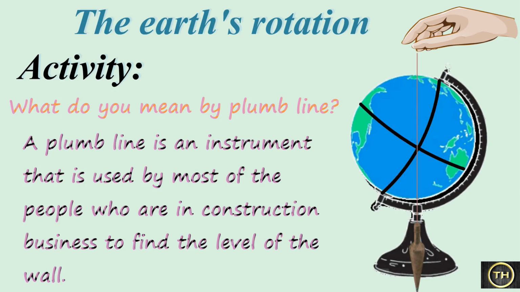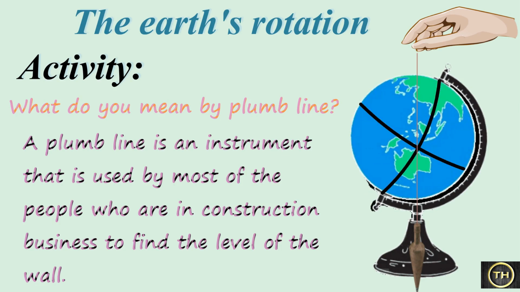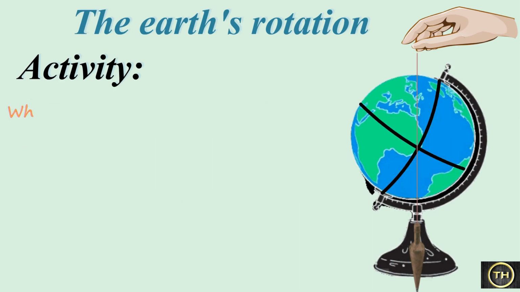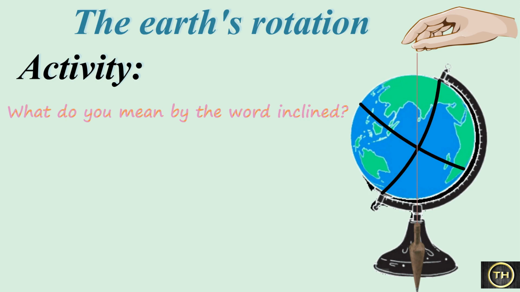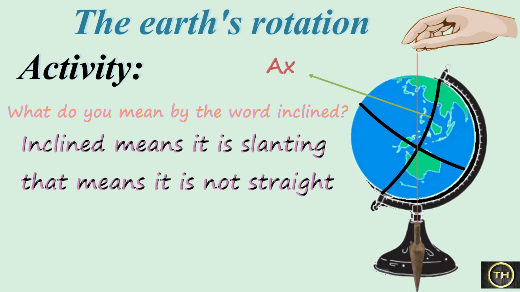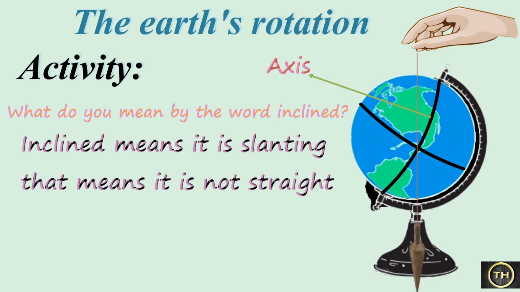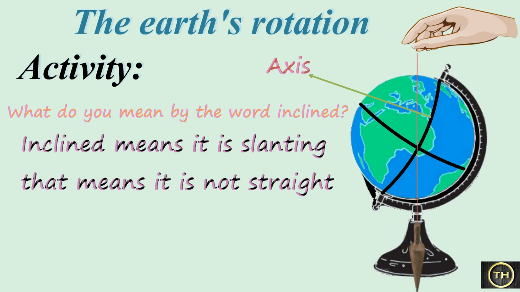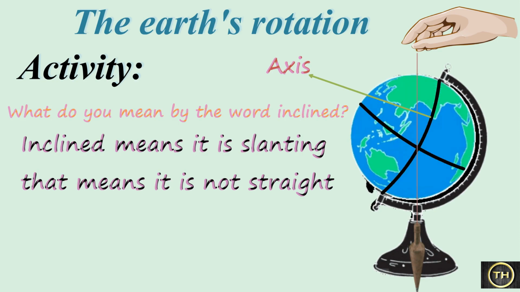When you hold the plumb line, you will see that the plumb line and the Earth's axis are at an angle to each other. That is, the Earth's axis is inclined. Now, what do you mean by the word inclined? Inclined means it is slanting. That means it is not straight. So, in this case, the Earth is moving around an imaginary line which is called the axis. And this axis of the Earth's rotation is not straight. It is slightly tilted. So, the Earth rotates with its axis inclined.